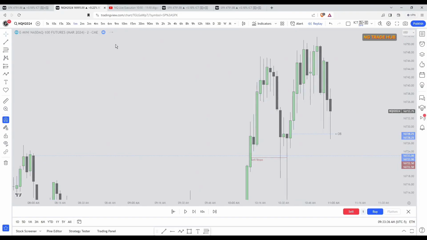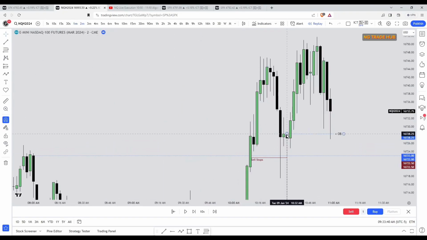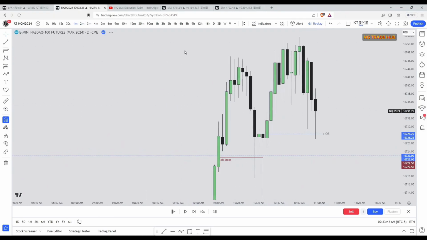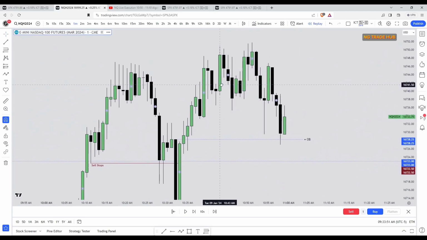So if you were just looking at a 1-minute, you're thinking, all right, well, it's invalid now, but that's not true because look at the 2-minute, created a fair value gap right there. Price returns back to that order block. This is significant because this order block swept liquidity, expanded higher, created a change in the state of delivery.